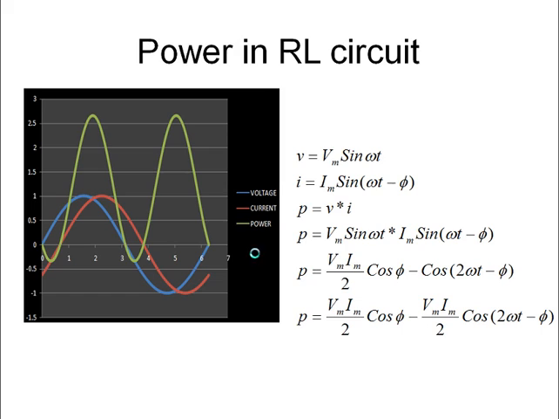Clear? Let's see power in an RL circuit. Power is equal to V into I. So V is Vm sin omega t, I equal to Im sin omega t minus phi.